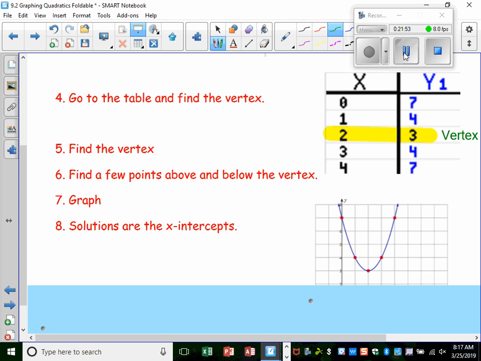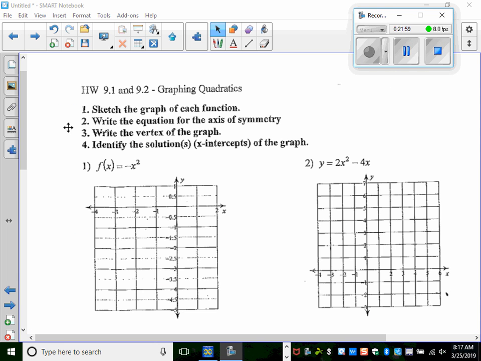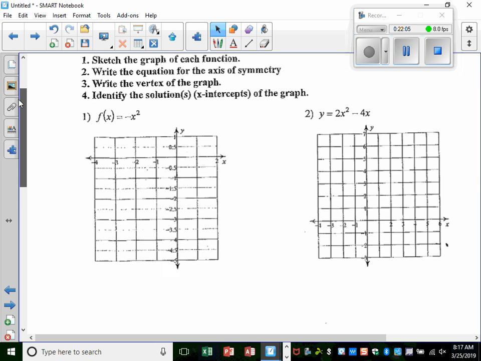All right, now go to your packets. I'll be doing question number 1. For your homework, you have pages 1 through 3. I'm going to do the very first question with you.